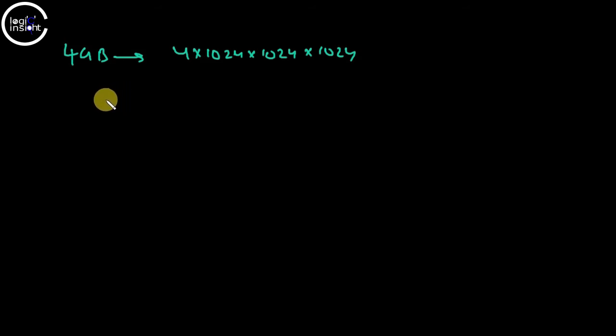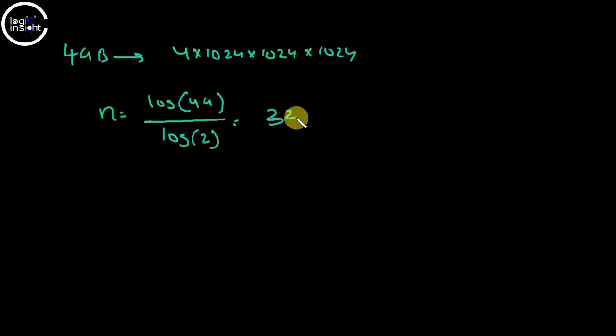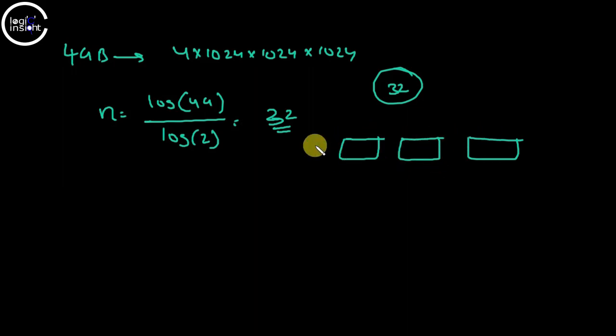Again, I need to find the value of the address lines. So I can simply write n equal to log of 4 giga by log of 2. If you calculate the value, we'll get the answer as 32 bits. So we need 32 lines. In order to represent 32 lines, if I take a 4 byte pointer, inside each one is 8, so 8 into 4 is 32 bits. So 32 bits are required to represent 4 gigabytes of memory.